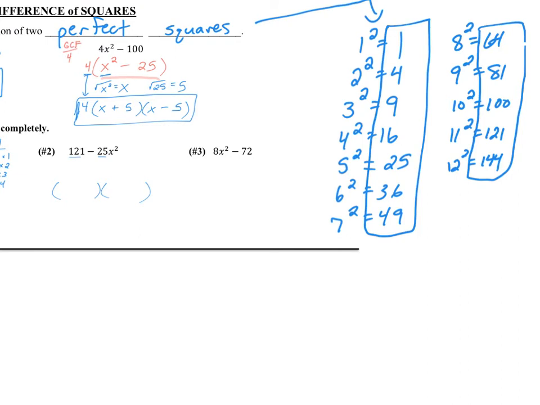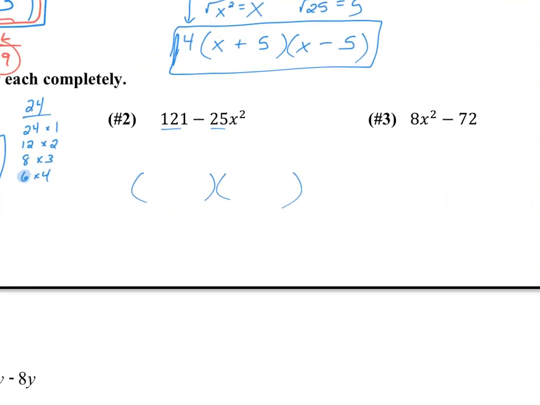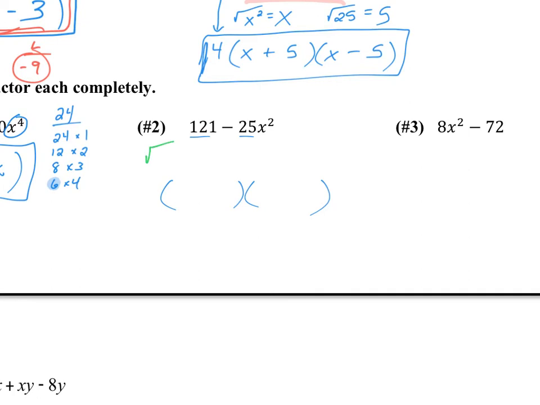Okay, so I zoomed out so you can look over here. 121 is a perfect square, and so is 25. So we're subtracting 2 perfect squares. What we're going to do is take the square root of 121. You get 11. You take the square root of 25x squared, and you will get 5x, because the square root of 25 is 5, the square root of x squared is x.